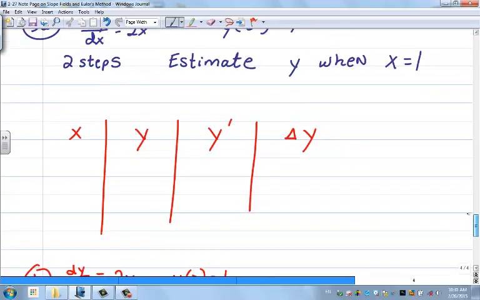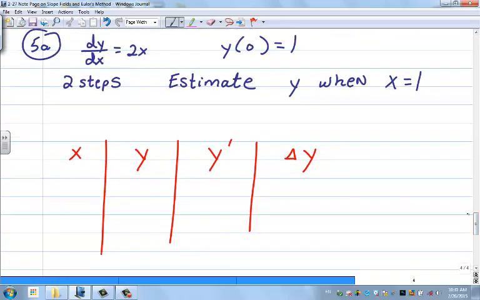Moving on, let's look at 5. Number 5, I think it's the last one I'm going to be doing. I'm not positive, but yep. We're going to do 5 together, and then we're going to be finished. So this one says dy dx, y prime, same thing, right, is equal to 2x.